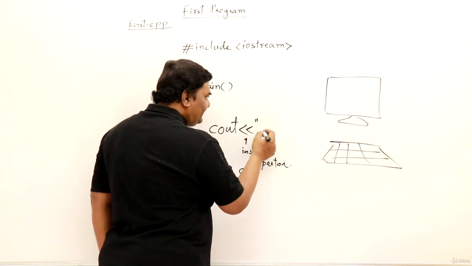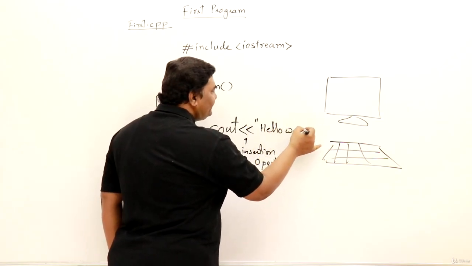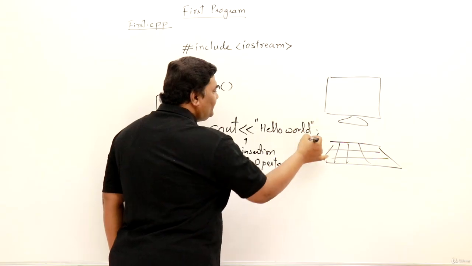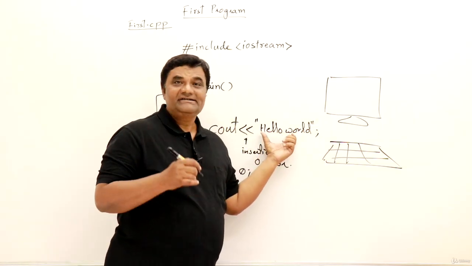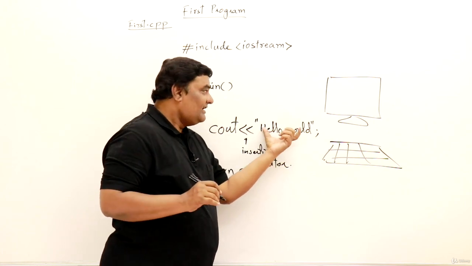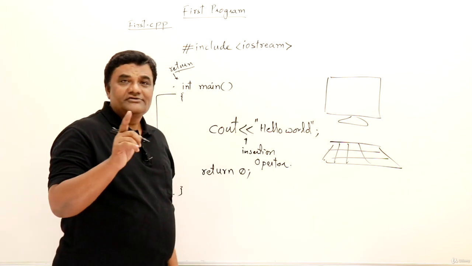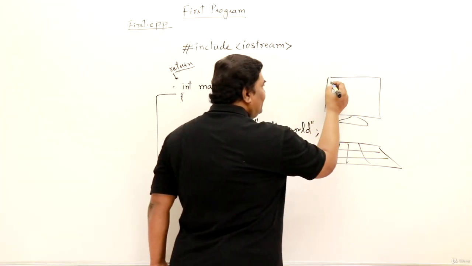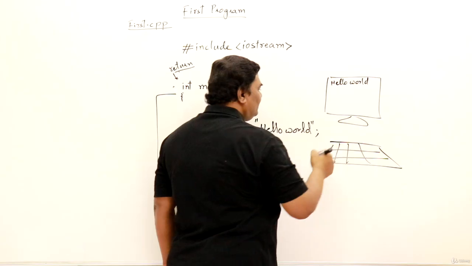Then here inside double quotes, I will say hello world. Whatever message you have to print, you have to give it in double quotes. So this is a string or a message. This is given to cout, so it will be printed on the monitor. So when you run the program, hello world will appear here.